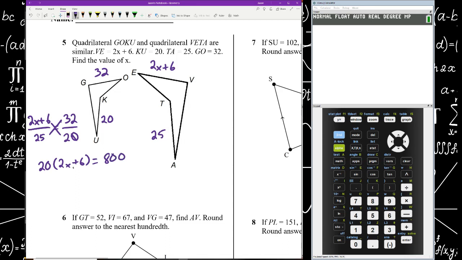Now, I could distribute that 20. However, if I do that, I'm multiplying 20 twice. The other option is, since I have it left like this, the thing I can do is divide both sides by 20. If I divide both sides by 20, I am left with 2x plus 6 equals 40. Now, to get x by itself, I have to subtract 6 from both sides. When I subtract 6 from both sides, I'm left with 2x equals 34. But I don't want 2x, so divide by 2. When I divide by 2, my final answer is x is 17.